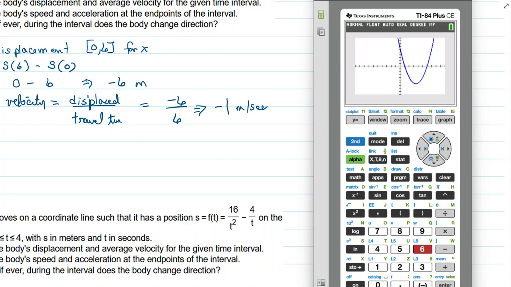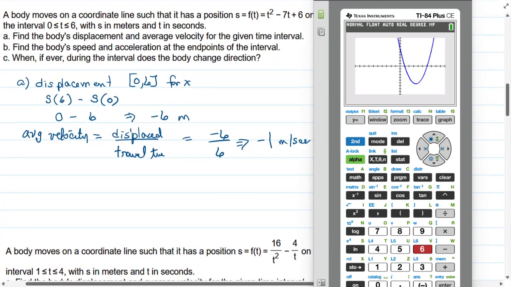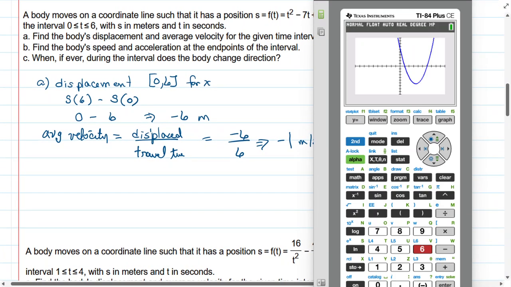Okay, let's go to B. Is everybody breathing? B says find the speed and acceleration. Now, speed is the absolute value of what? Velocity. And velocity is a, yes.